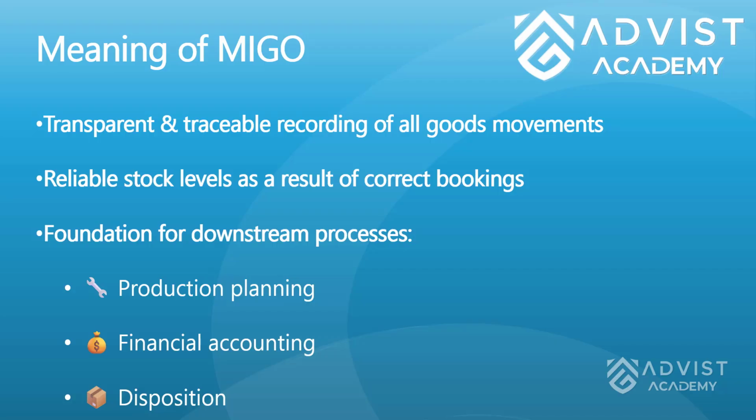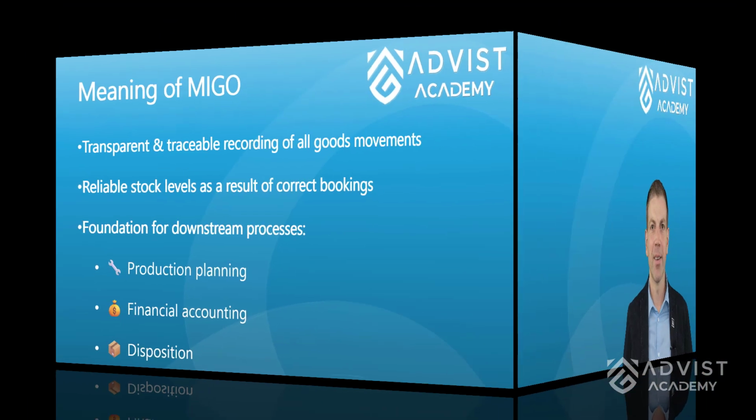Thanks to these functionalities, the MIGO transaction ensures that all goods movements are recorded transparently and traceably in the system. Correct posting via this transaction is essential to ensure reliable stock levels, which form the basis for further processes such as production planning, financial accounting, or scheduling.